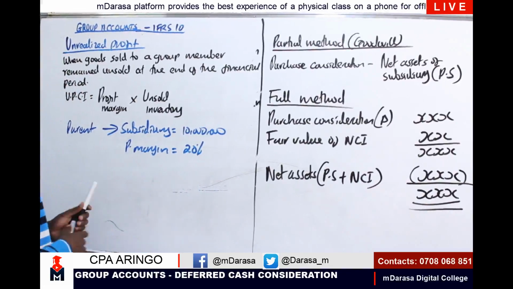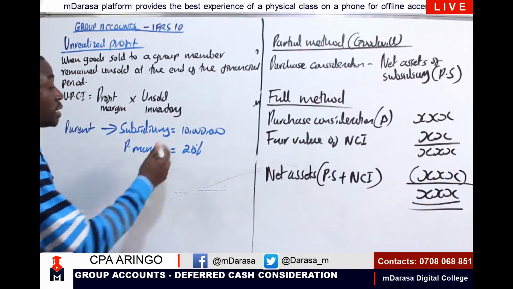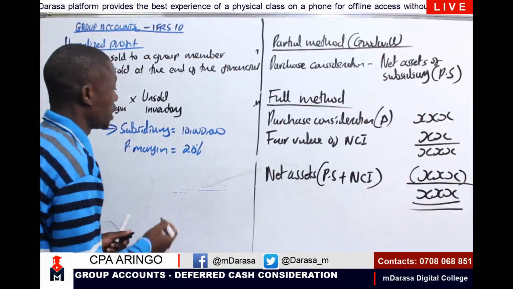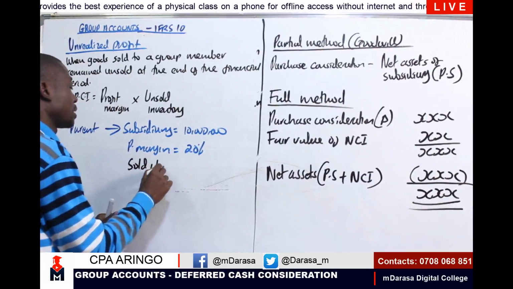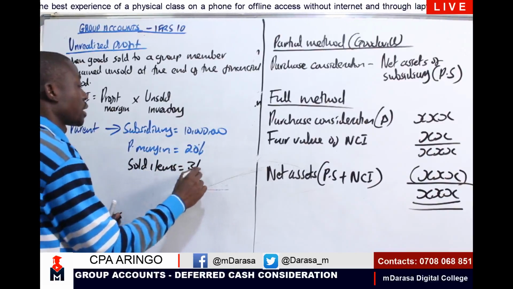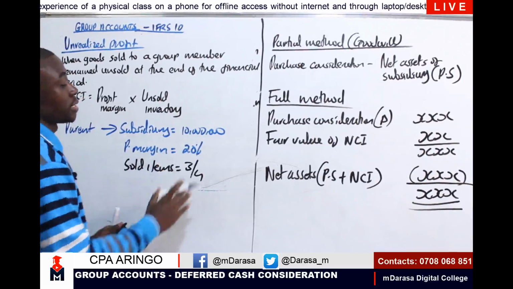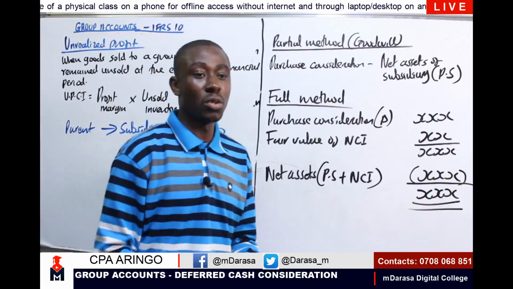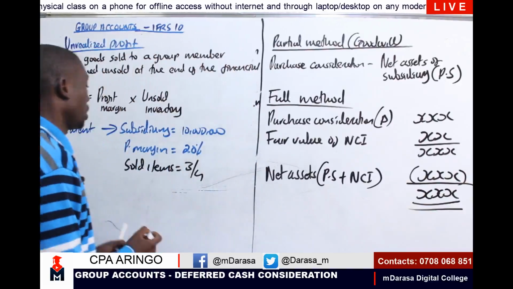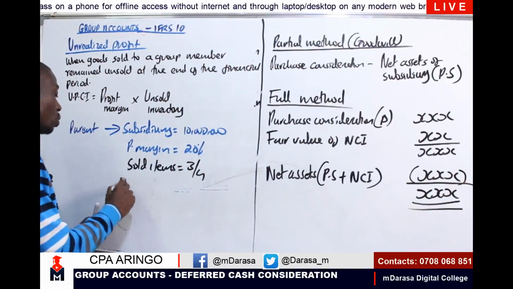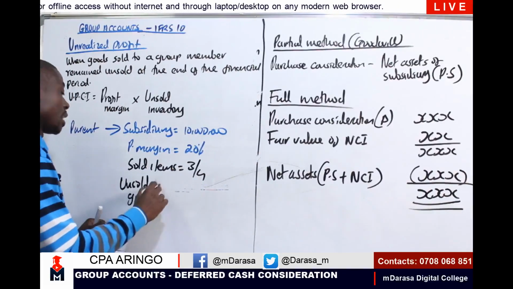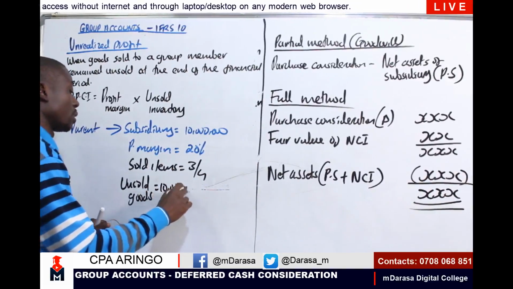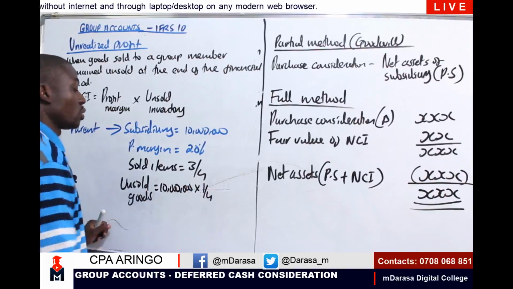So at the end of the financial year, probably the subsidiary managed to sell, say, 3/4 of the items. Sold items are 3/4, so it is a quarter which will have remained. So this quarter of 10 million, I'll be having as unsold goods. I'll be having our 10 million here times a quarter, which will give us a figure of how much?